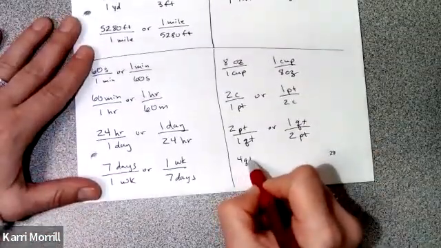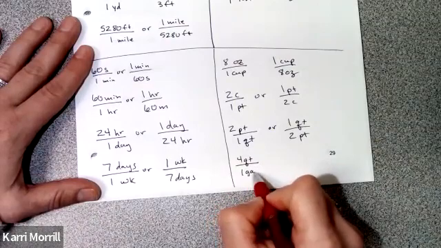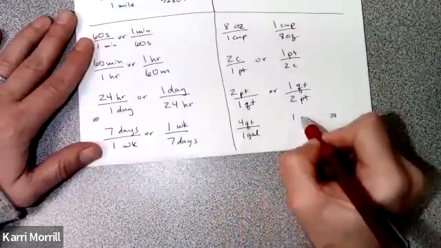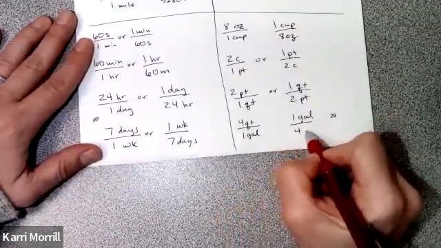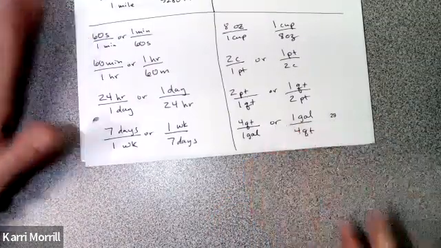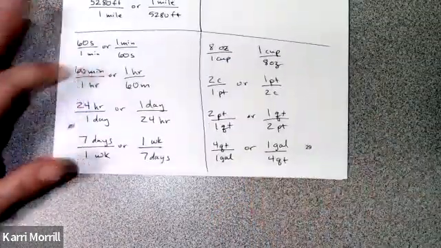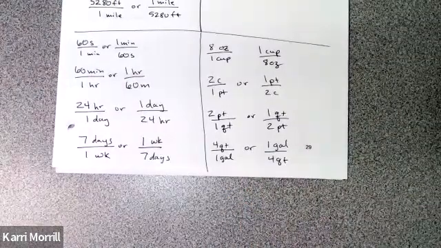4 quarts in a gallon, or 1 gallon over 4 quarts. So these are all the different unit multipliers you could use, or we call them rates. It's just the 2 units that equal each other, and they call that a rate. We kind of learned that a while back, but we didn't apply it quite like this.